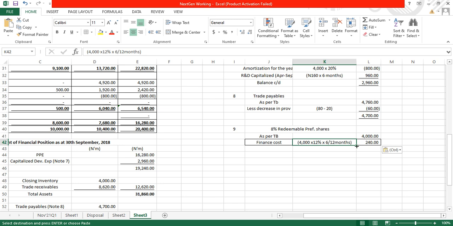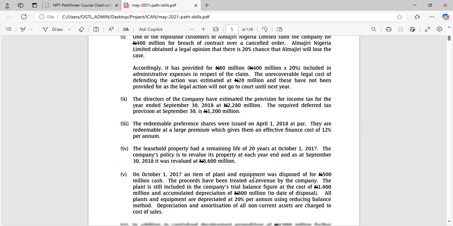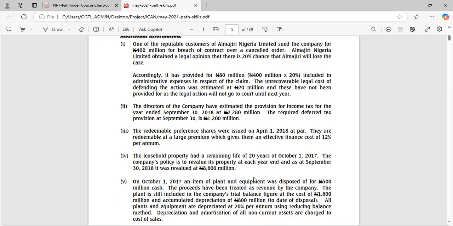Do you remember? Where is that information? Redeemable preference share, where is the additional information? Information 3: the redeemable preference shares were issued on the 1st of April 2018 at par, which is at the end of the year. This is 2018, which is for next year.